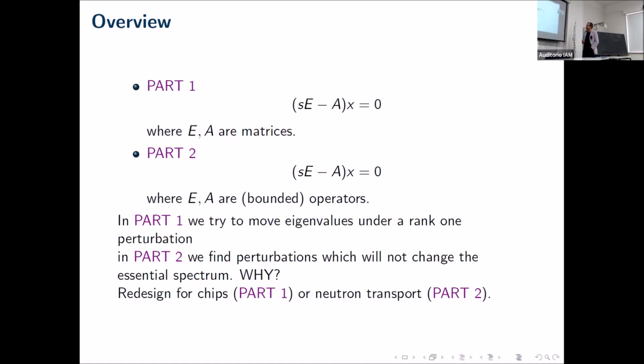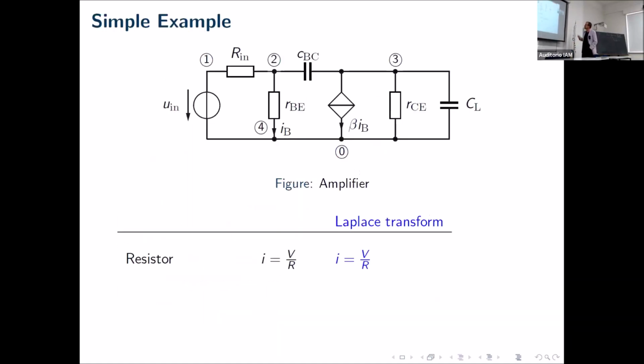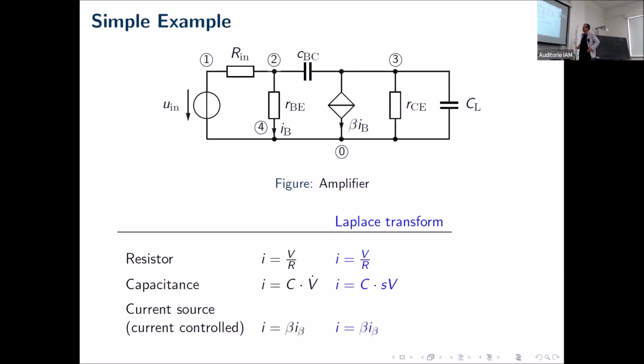Okay, let us start with chips. This is, of course, a simple amplifier, built with different electrical elements. This is resistance. This is capacity, and so on. These are not interesting for us. There are some others: current controlled current source. These are elements we use for chips.